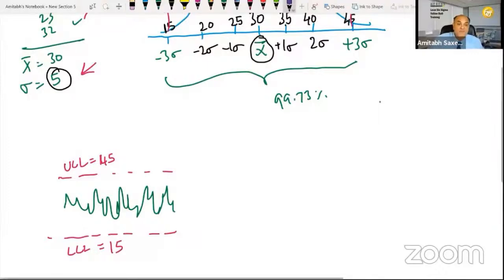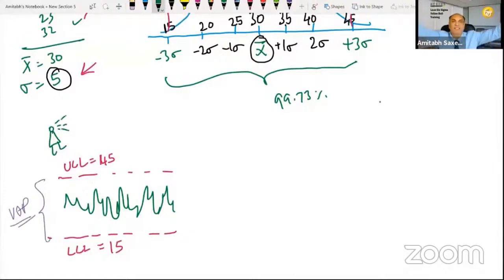This is also known as voice of process, VOP. If my process had a voice, suppose this is my process, on top of its voice it will shout, hey, Mr. Amitabh is going to take between 15 minutes to 45 minutes. Please expect him to take 15 to 45. This is the way he is. This is the way he functions.